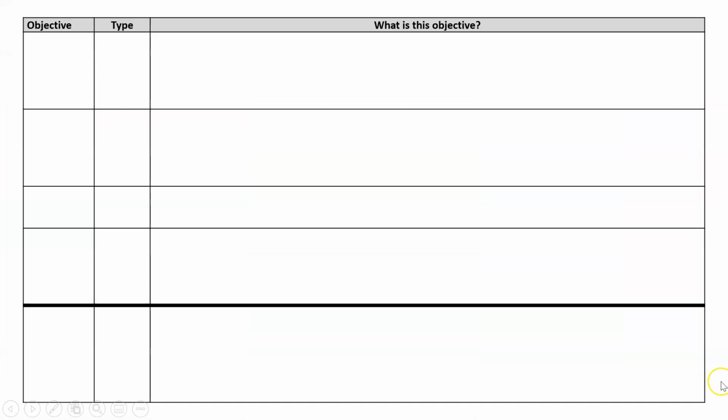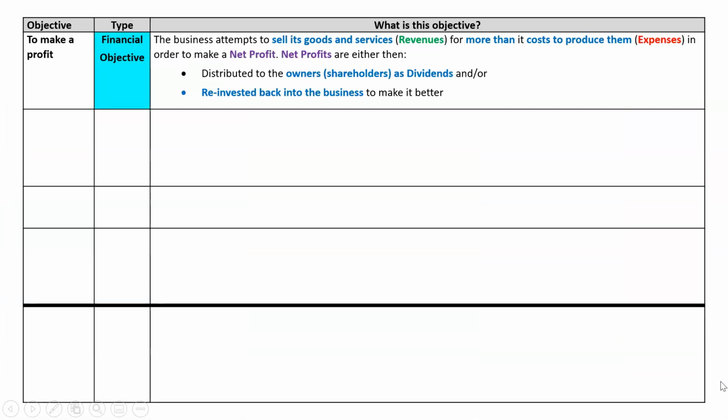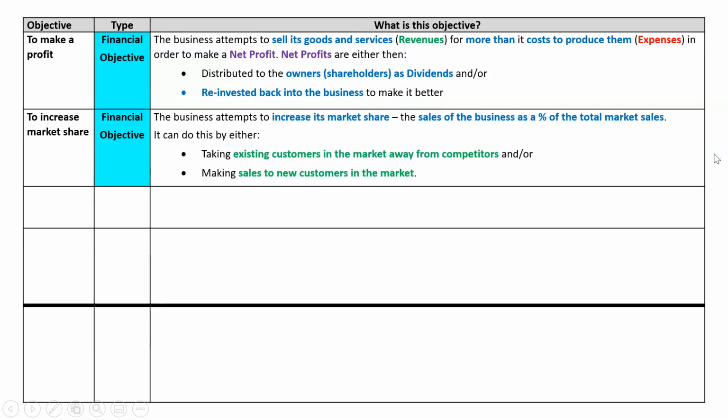And we'll just say for each one, what is it? So we'll say financial objective, to make a profit is a financial objective. You just want to sell your goods and services, which are your revenues, for more than it costs to make them. That gives you a profit. And then those profits are either given back to the owner as dividends. So when you share in the profit as an owner, that's called a dividend, or reinvested back in the business to make it better.